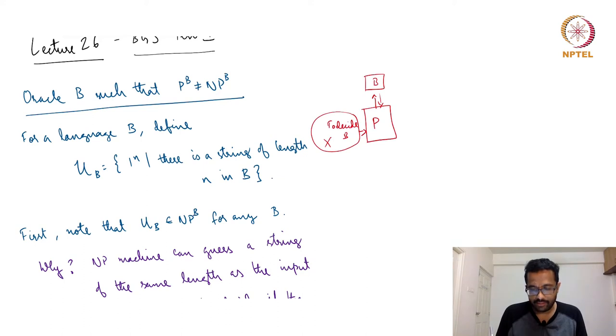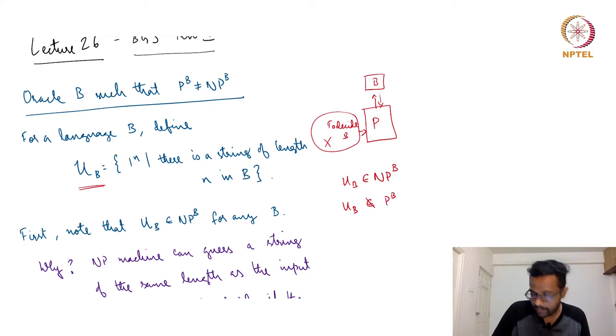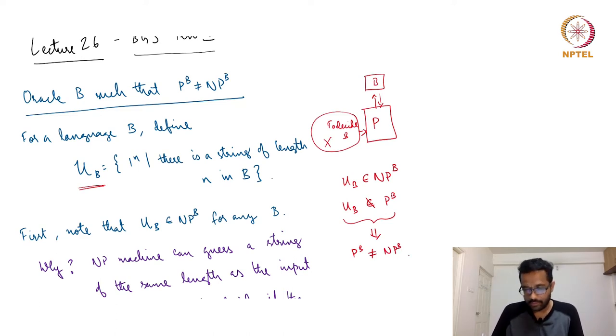So what we will do is the oracle language is B, and we will show the existence of a language UB. We will first show that UB is contained in NP to the B, and then we will show that UB is not contained in P to the B, and because P is contained in NP, there is the obvious implication that P to the B is contained in NP to the B. And here we are demonstrating one language that is in NP to the B but not in P to the B, which means these two are different. These two together imply that P to the B is not equal to NP to the B, right? So this is how the proof goes.